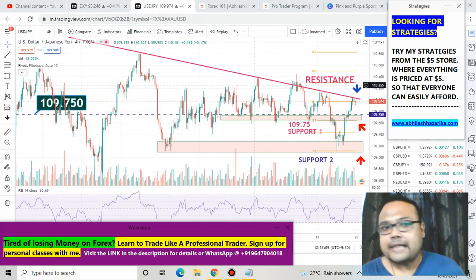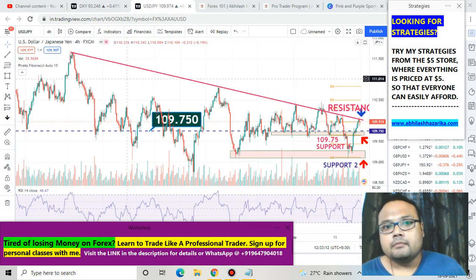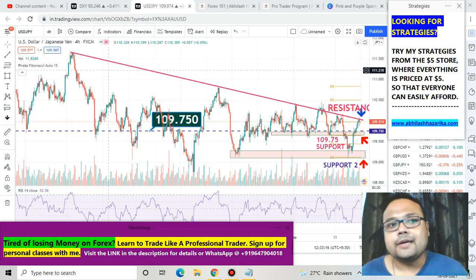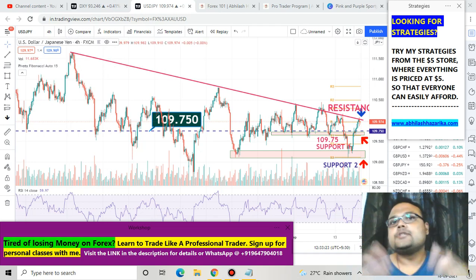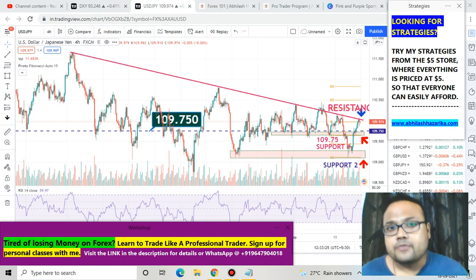So let's understand this trend line. As you can see, I have marked this trend line as the resistance, because this trend line has been acting as a very strong resistance for the market for quite some time. You can see that whenever the market was trying to go up, it was facing selling pressure from above. You can clearly see that this trend line is still a valid resistance for the market.